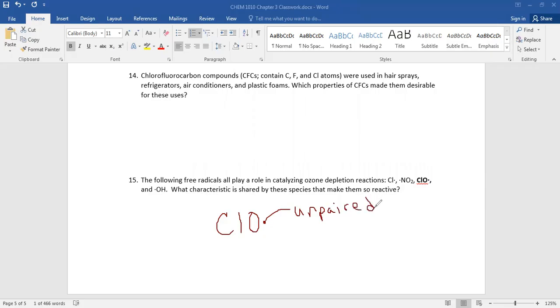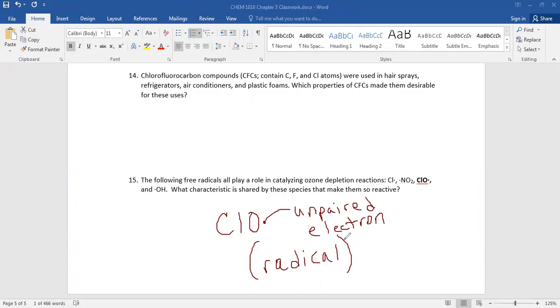So here, the ClO species with that one dot on the oxygen, that means that's an unpaired electron. And electrons don't like to be unpaired. Electrons like to exist in pairs. So therefore, this is called a radical because it has an unpaired electron. And radicals are very reactive because of the unpaired electron, because that electron is going to want to hook up with another electron. And that's what makes it so reactive.